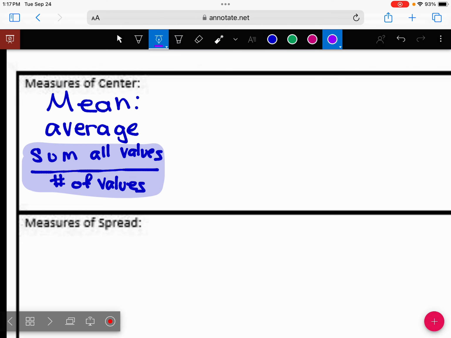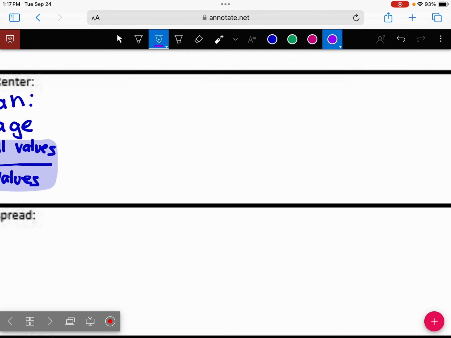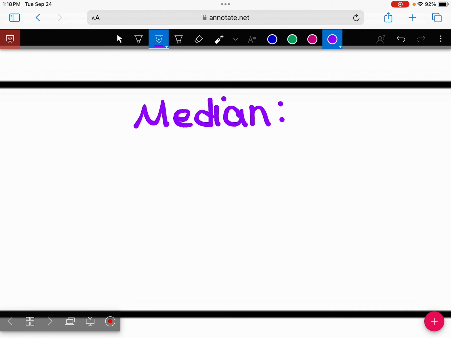What is another way of marking center? When I said mean, you guys instantly said another word. Median. What does median mean? Middle. Think about when you're driving. Those concrete dividers in the middle of the road, what are those called? The median. They're in the middle. So median is in the middle.